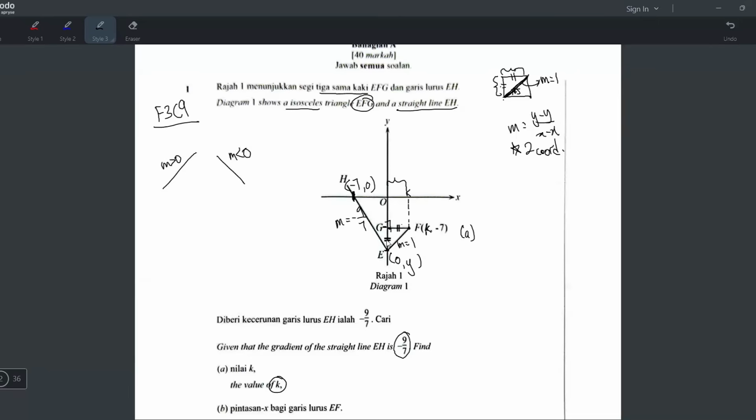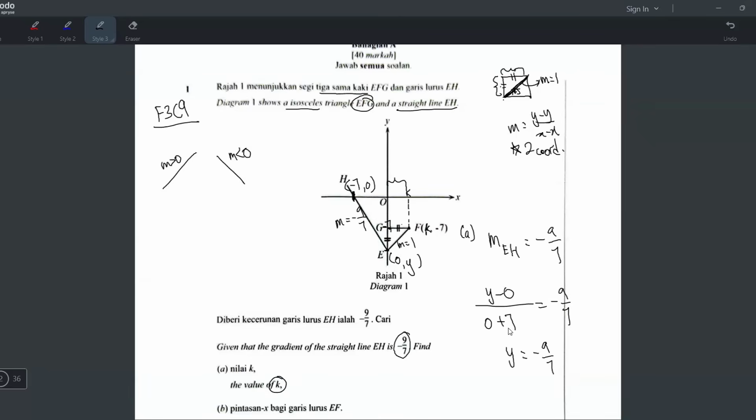So now you can use the gradient formula. Okay. So you try to find gradient of EH basically. So gradient of EH, you have it is negative 9 over 7. But on this side, you will do the gradient formula lah. Y minus y or x minus x. So y minus 0 and then 0 minus negative 7, which is 0 plus 7. So it becomes y equals negative 9 over 7.